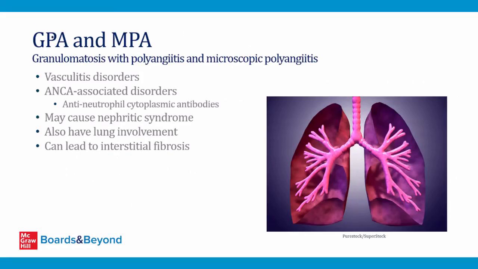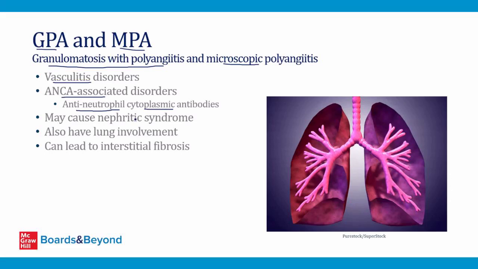In the immunology section, I have a video on vasculitis disorders, and two of those disorders can be associated with interstitial lung disease. The first one is GPA, which is granulomatosis with polyangiitis. The other one is MPA, which is microscopic polyangiitis. They're both forms of vasculitis. They're both ANCA-associated disorders. I talk about ANCA antibodies a lot in the video on vasculitis. ANCA stands for anti-neutrophil cytoplasmic antibodies.